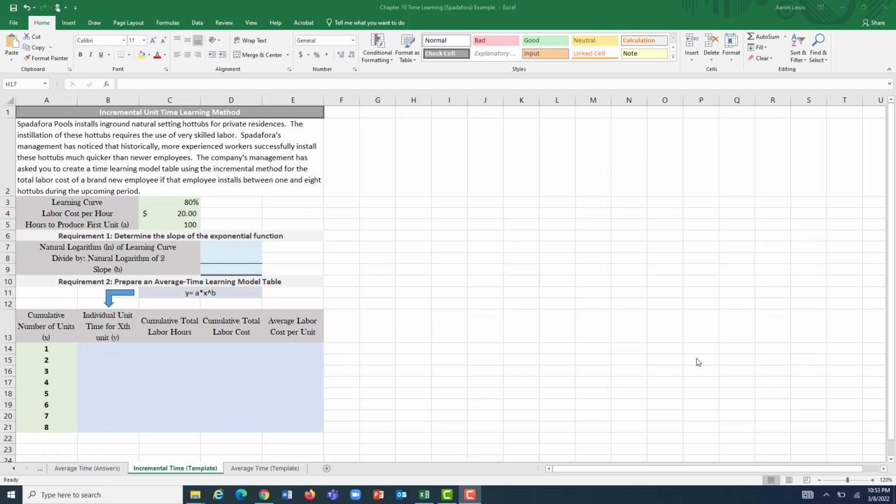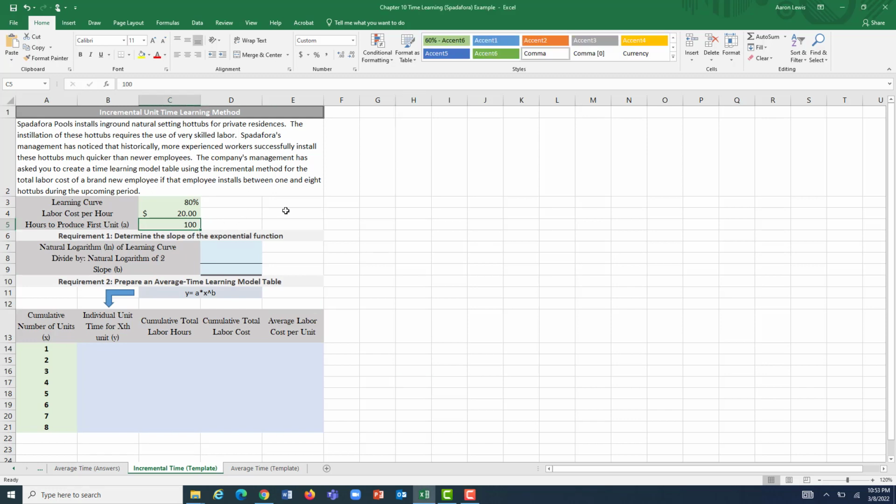The company's management is going to ask us to create a time learning model using an incremental method for the total labor cost of a brand new employee as he installs his first 8 hot tubs, if you will, during the period. What information do we have? Well, the first couple points are pretty easy. I'm going to start from the bottom of this table.